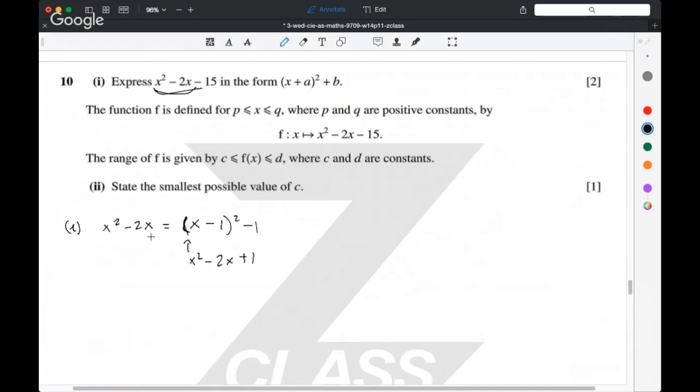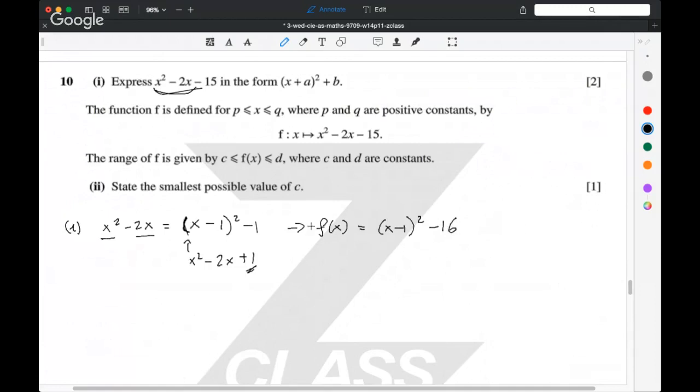So the point is that you want to get a bracket that will reproduce these first two terms, and then you just mop up whatever extra constant comes out the other end. You don't care. So you just look at these two guys, and then you worry about the constant later. So that means that this function that they've given us is x minus 1 all squared minus 1 minus 15, which is minus 16.